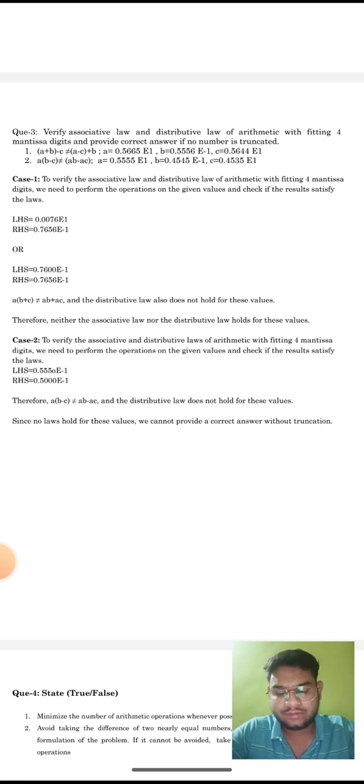Case 2. To verify the associative and distributive law of arithmetic with floating point for mantissa digit, we need to perform the operation on the given values and check if the results satisfy the law. LHS equals 0.5550 e1, RHS is equal to 0.5500 e1. Therefore, a into b minus c is not equal to ab minus ac, and the distributive law does not hold for these values. Since no law holds for these values, we cannot provide a correct answer without truncation.